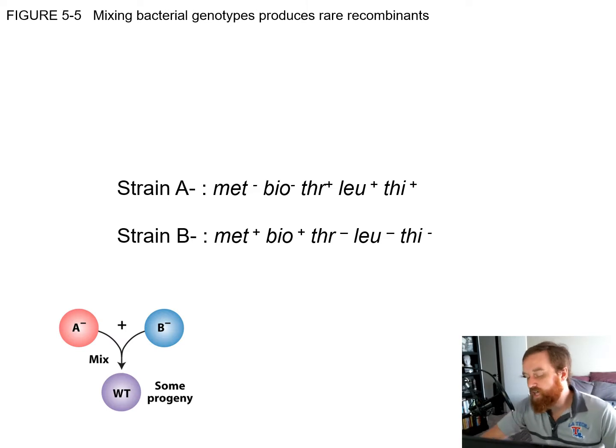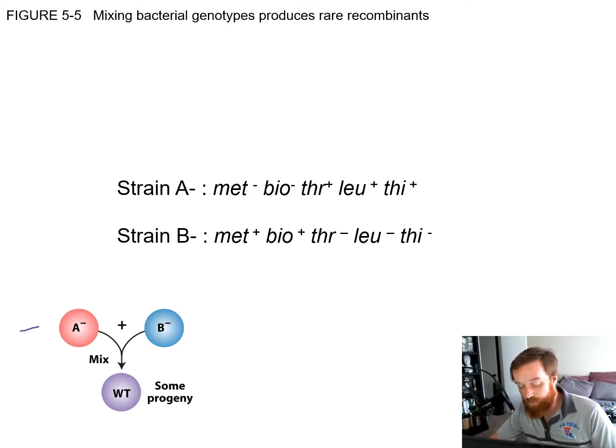So if bacteria are able to perform some sort of mixing of genes between individuals, kind of akin to a sexual mating, then we would expect that a mixture of the A- strain and the B- strain would result in some progeny that are wild type, meaning that they are plus for all 5 of those genes.